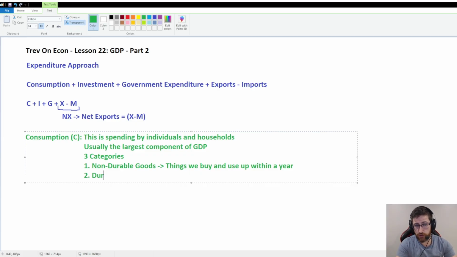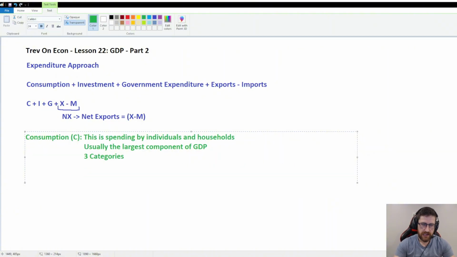There's also durable goods, which are just the opposite. Things we buy and expect to last longer than a year. So for example, maybe I buy new tires for my car. I'm not expecting to have to change those tires next year unless something random happens. So those are going to last a while.